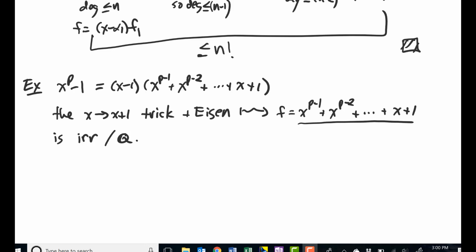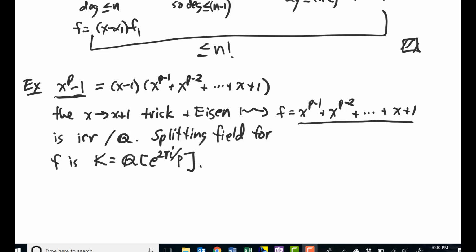And then if you ask about its splitting field, well, you know what the roots are, because the roots of f are also roots of x to the p minus 1. So you know how to do these. And in fact, if you just attach the smallest angle one, it is obvious that you get all the roots. So here it is. You just attach e to the 2 pi i over p. It's clear that as you multiply this, you get all the other roots.